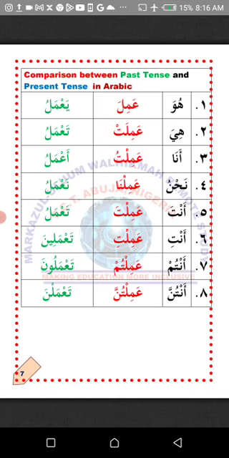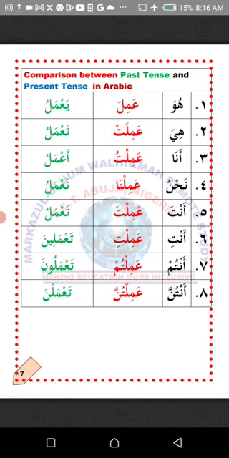ستة, number 6. أنت, you, talking to a single female person. عفوا. خمسة, number 5. أنت, you, talking to a single male person. عملت, you worked or you have worked. تعمل, you work or you are working. ستة, number 6. أنت, you, representing a single female person. عملت, you worked or you have worked. تعملين, you work or you are working.